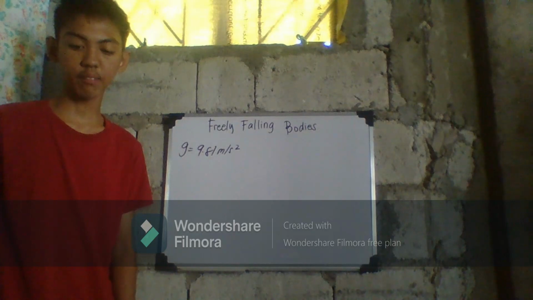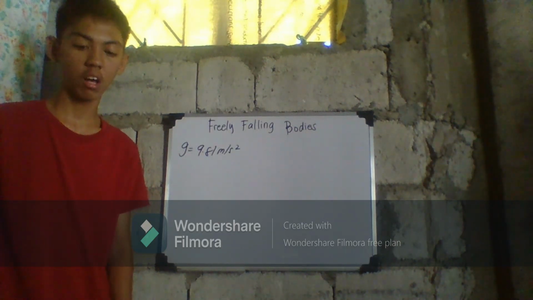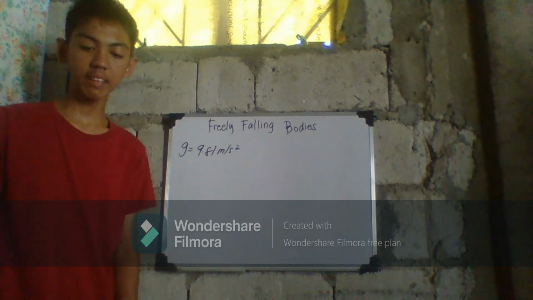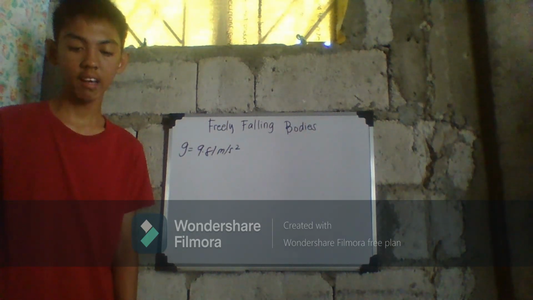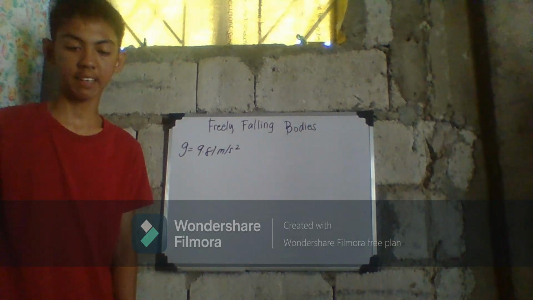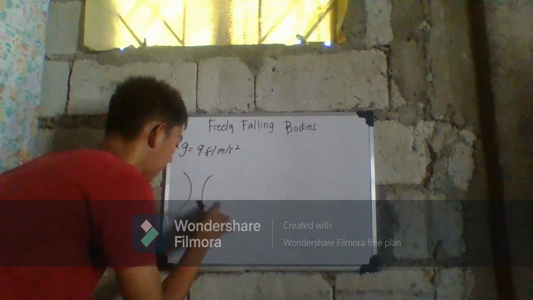A fruit drops from a tree and falls to the ground 3.15 meters below. A. How much time does it take for the fruit to reach the ground? B. What is the fruit's speed just before it hits the ground? So, let's just draw our figure.